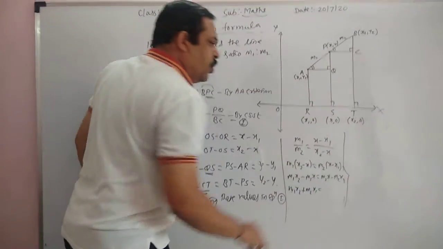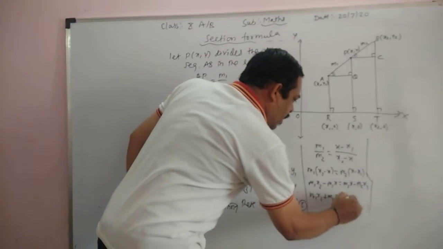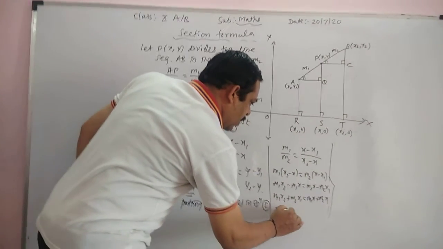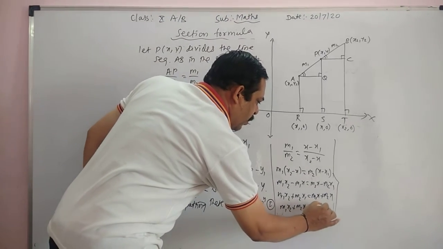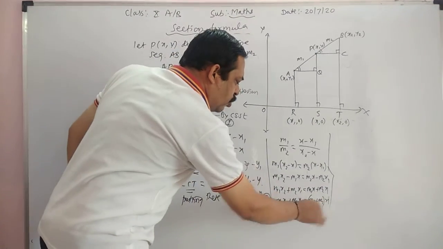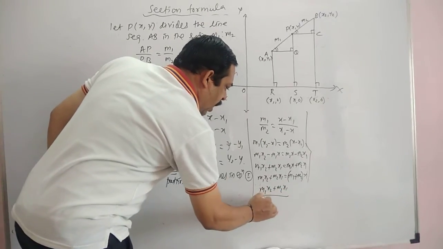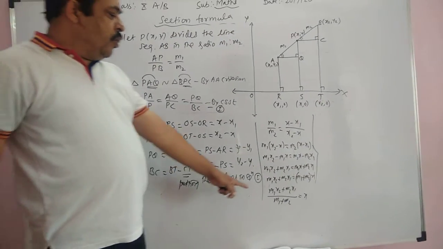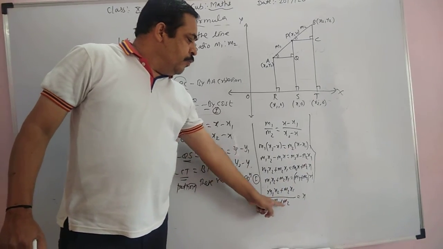We shift the negative terms, this one towards the left side and this one towards the right side. Then m1 x2 plus m2 x1 equals m1 x plus m2 x. Take x common, we get m1 plus m2 in bracket. Now shift m1 plus m2 to the left side: m1 x2 plus m2 x1 upon m1 plus m2 is the value of the x coordinate. The x coordinate of that point P is (m1 x2 plus m2 x1) upon (m1 plus m2).